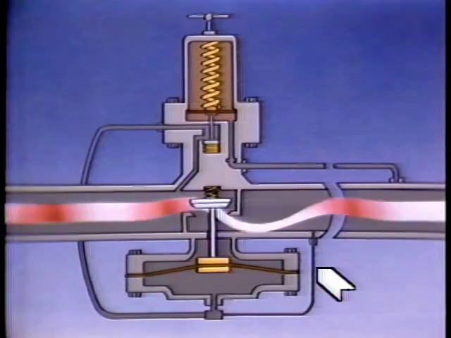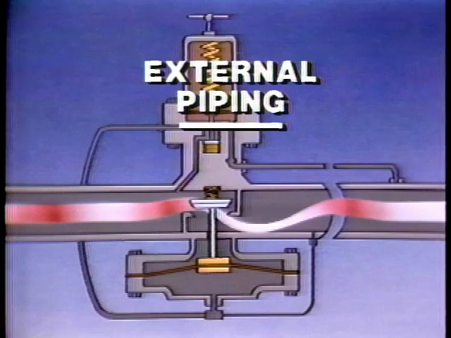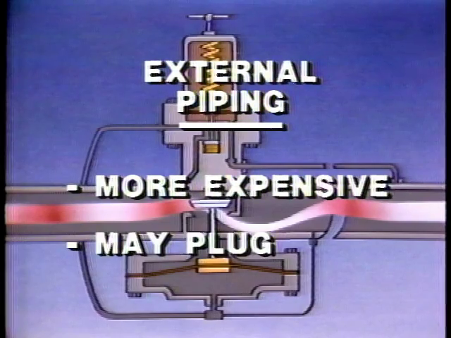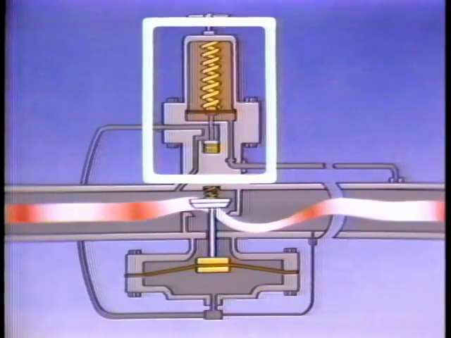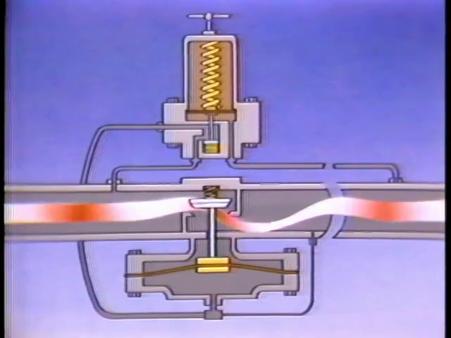The pressure bleed line across the diaphragm is piped externally. The external piping makes this type more expensive to install, and a small stabilizing orifice mounted in this line can plug. The pilot valve may be mounted on the main valve as an integral part of it, or it may be mounted separately beside or away from the main valve when space limitations dictate. The external mounting also results in more piping and higher installation costs.